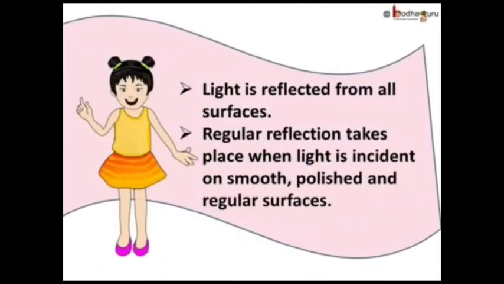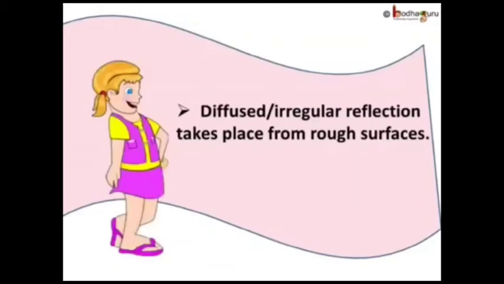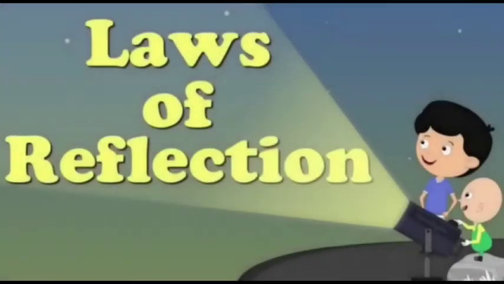So to sum up what we learned today, light is reflected from all surfaces. Regular reflection takes place when the light is incident on smooth, polished and regular surfaces, whereas diffused or irregular reflection takes place from rough surfaces. In both kinds of reflection, whether diffused or regular, laws of reflection hold. Our topic for today is laws of reflection.